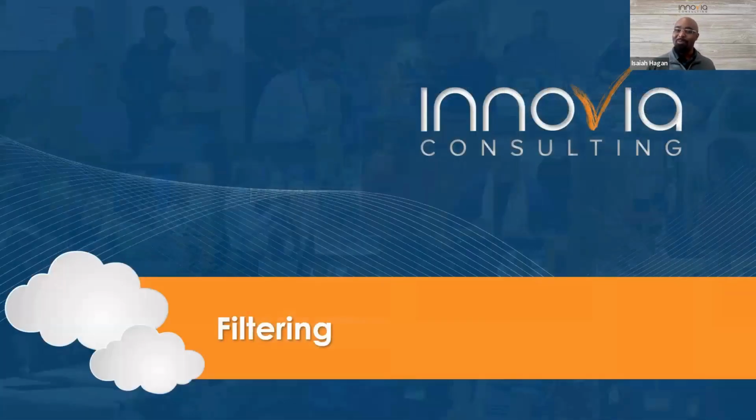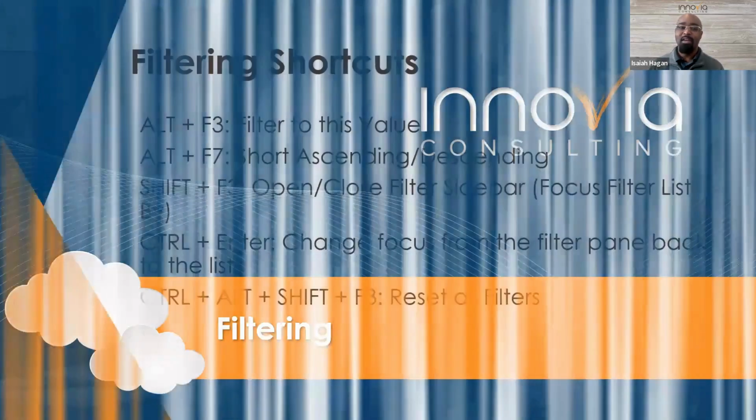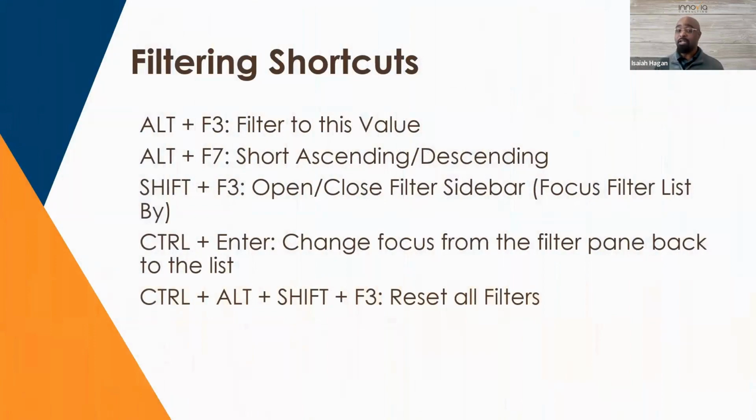Let's get a little bit harder now. We're going to look at filtering shortcuts. So the top filtering shortcuts that clients have used and that I love to use: Alt F3 is going to filter to a specific value. Alt F7 will sort the column ascending and descending. Shift F3 will open the filter sidebar. Control Enter will change the focus from the filter pane back to the list. And then my favorite one, Control, Alt, Shift, and F3 all at the same time will reset all filters.